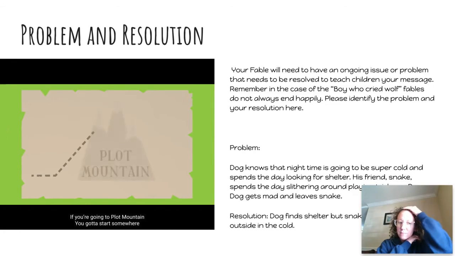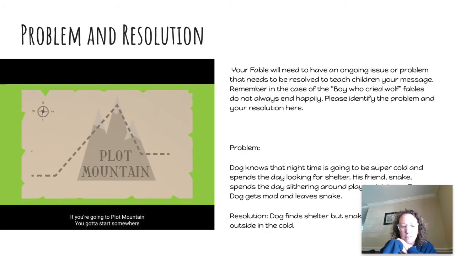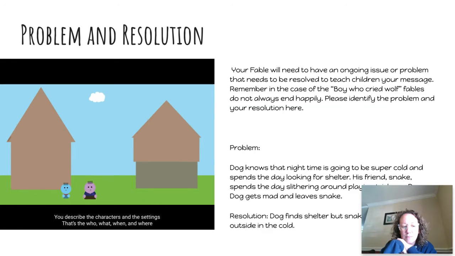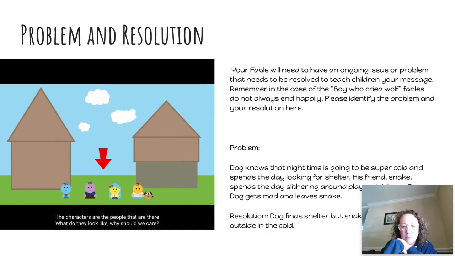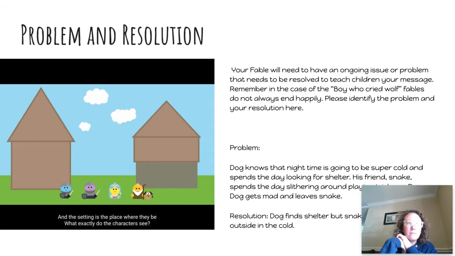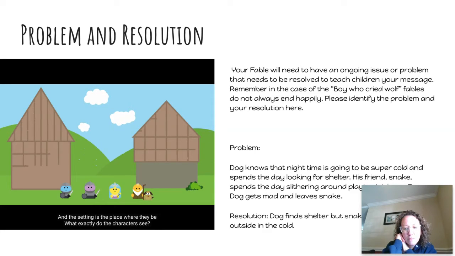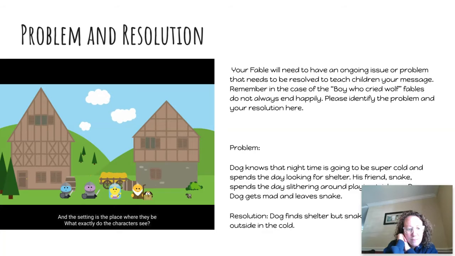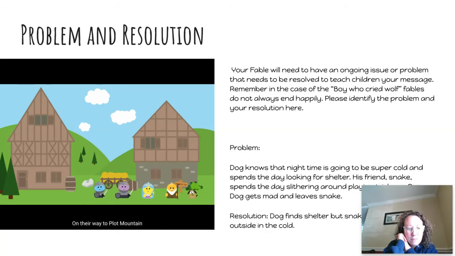If you're going to Plot Mountain, you gotta start somewhere. We'll call this the introduction. And guess what happens there? You describe the characters and the settings. That's who, what, when, and where. The characters are the people that are there. What do they look like? Why should we care? And the setting is the place where they be. What exactly do the characters see on their way to Plot Mountain?